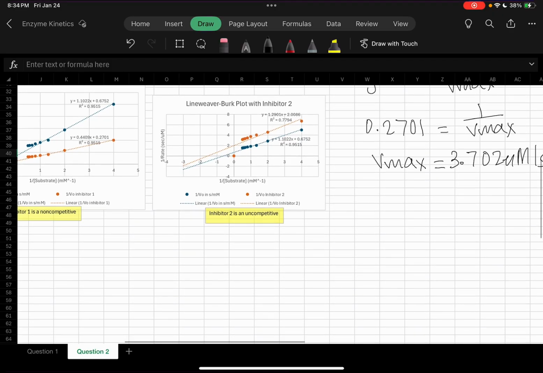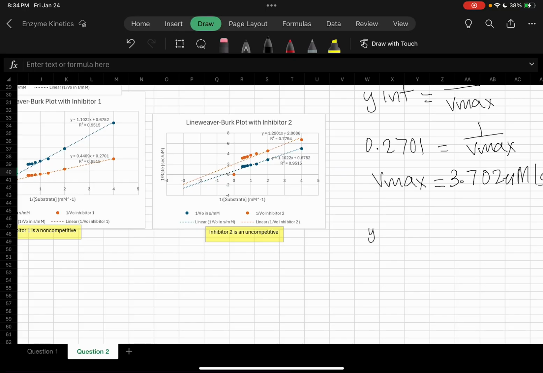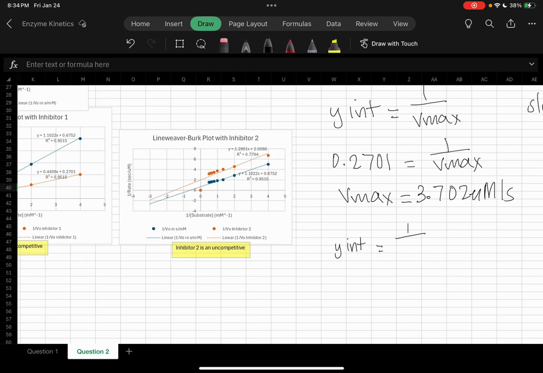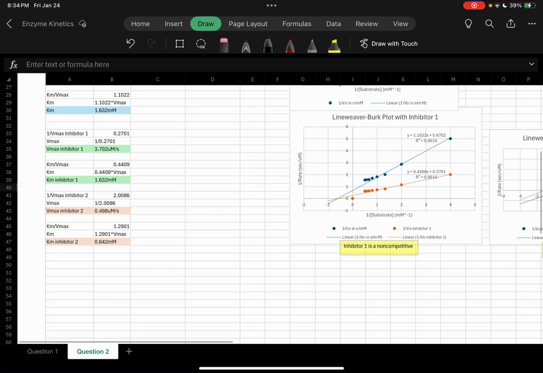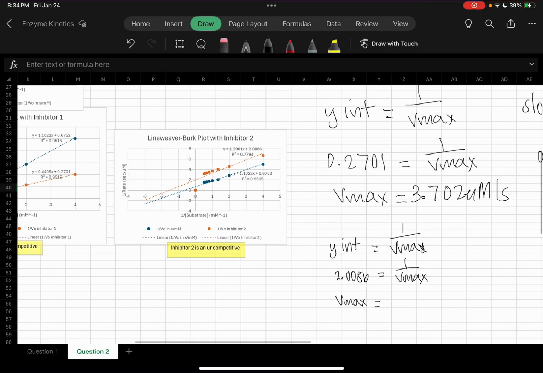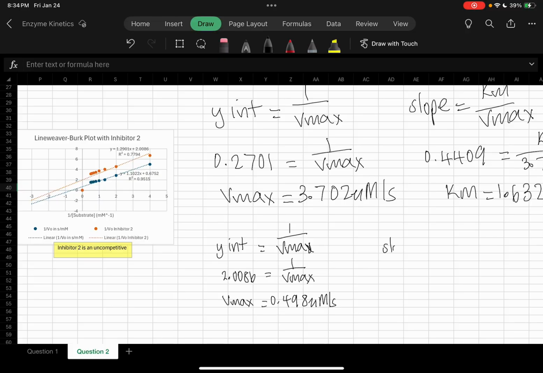And then for the second inhibitor, we got a different line, a different graph from the other two graphs that we got, but we still calculate the Vmax and the Km in a similar way. So the y-intercept is 1 over Vmax. That y-intercept for that graph is 2.0086, which is equal to 1 over Vmax. When you rearrange the equation and calculate that, we get that the Vmax for inhibitor 2 is 0.498 micromolar per second.